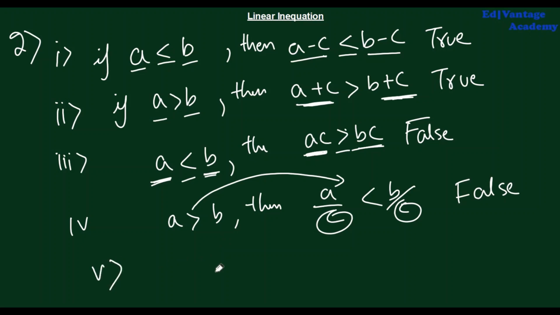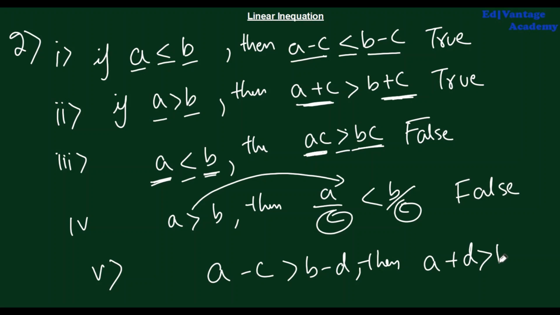The fifth one they gave: A minus C is greater than B minus D. Then A plus D is greater than B plus C. What have they done? They have sent D to the other side, it was negative, it became positive. And minus C to the right side, it was minus C, it became positive. That's what has happened. We know addition and subtraction don't reverse the symbol. So the symbol here is greater than, and it has to remain greater than. They have done it, so this is correct, it's true. Same as the sixth one also.